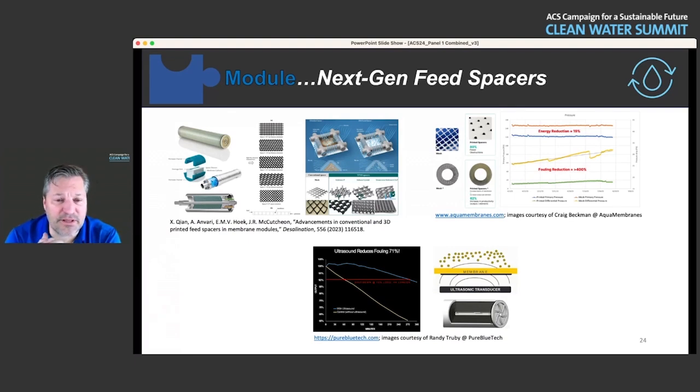In terms of modules, we're seeing a lot of work in the design of feed spacers to promote better mixing, enhancing mass transfer, and minimizing concentration polarization, eliminating stagnation zones and points at which fouling and scaling typically initiate. We're seeing 3D printed spacers on the rise, and they can greatly reduce pressure drop along the length of a system and actually enhance fouling resistance as well. And then other forms of modules which integrate external energy sources like ultrasound vibrations to minimize fouling and scaling as well. Next slide.